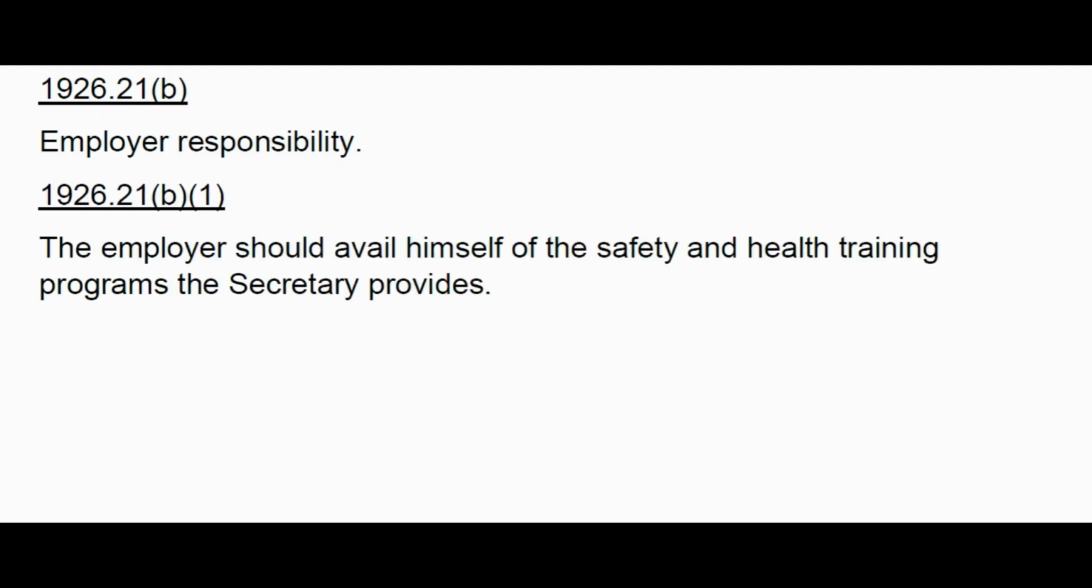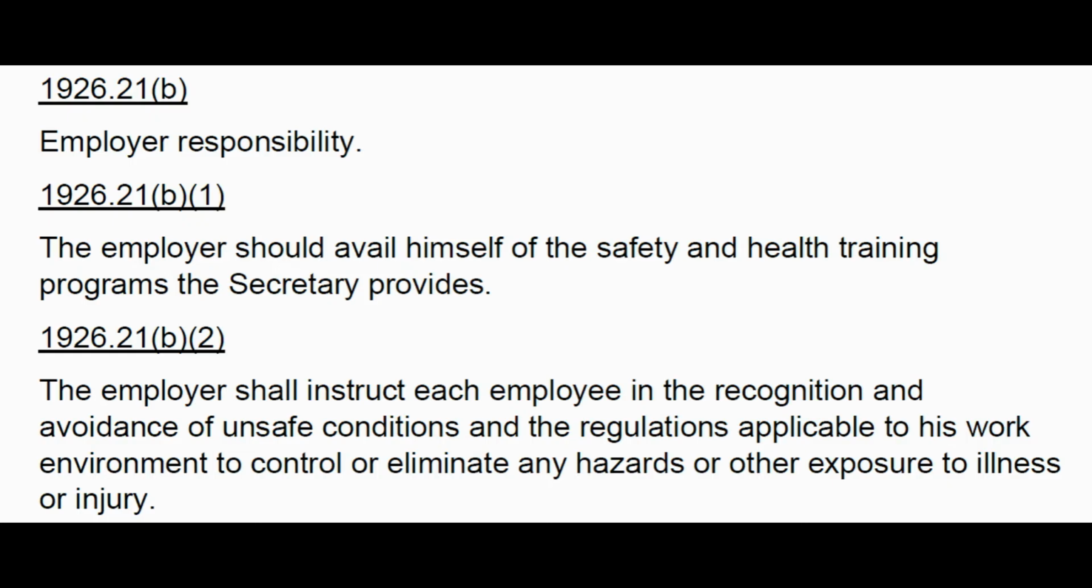1926.21(b), Employer Responsibilities. 1926.21(b)(1). The employer should avail himself of the safety and health training programs the Secretary provides. This is talking about the Secretary of Labor. This is talking about OSHA. This is talking about everything that's been put out by the Secretary of Labor the employer needs to look at.